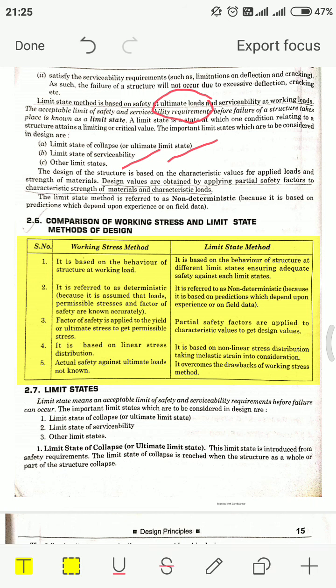In the working stress method, a factor of safety is applied to the yield or ultimate stress. In the limit state method, partial safety factors are applied to characteristic values to get design values. The working stress method is based on linear stress distribution. The limit state method is based on non-linear stress distribution taken into consideration. In the working stress method, actual safety against ultimate loads is not known. The limit state method overcomes the drawbacks of the working stress method.